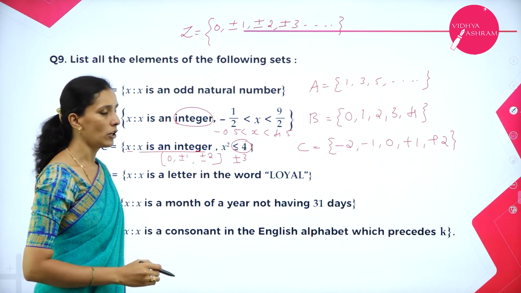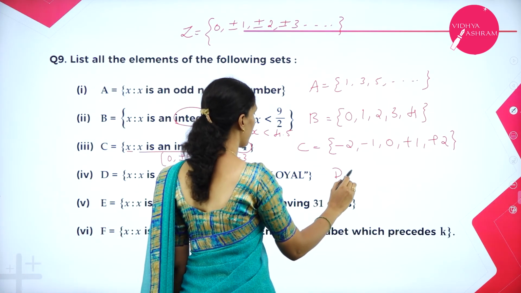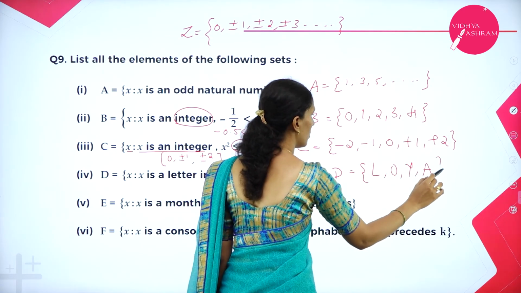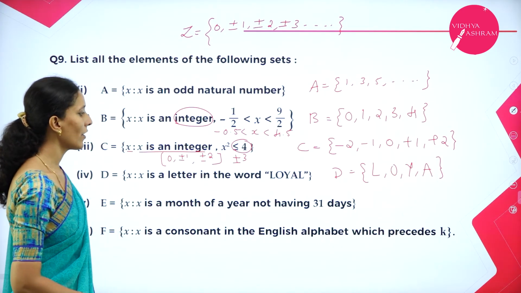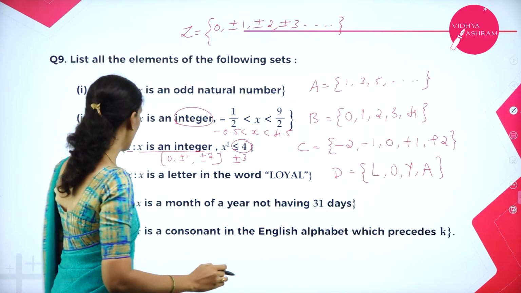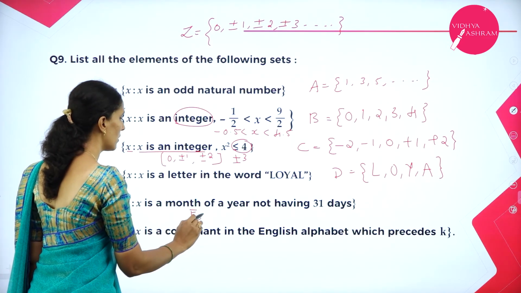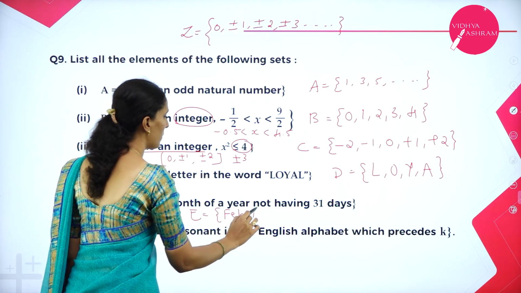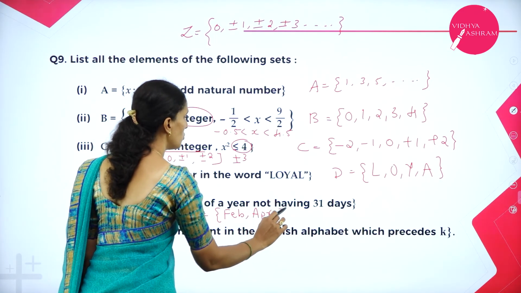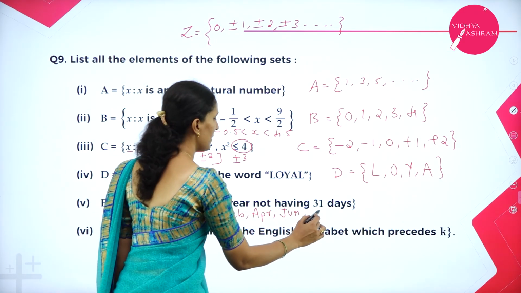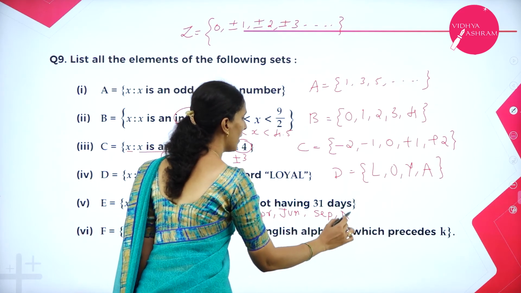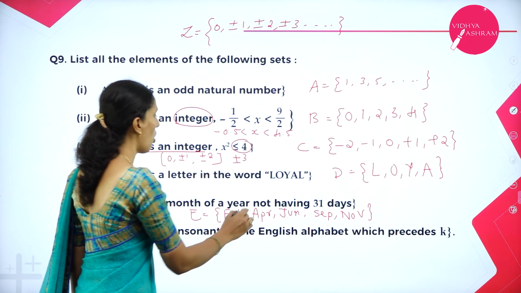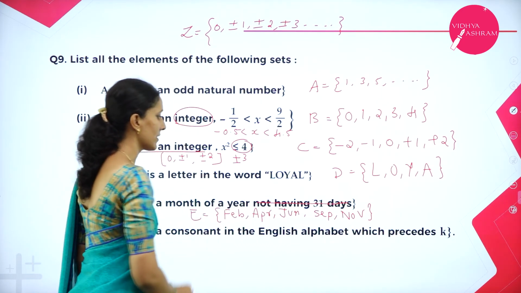X is a letter in the word loyal. Simple. L, O, Y, A, L. Next, x is a month of a year not having 31 days. So easy to write: February, April, June, September and November. So these are the months which are not having 31 days.